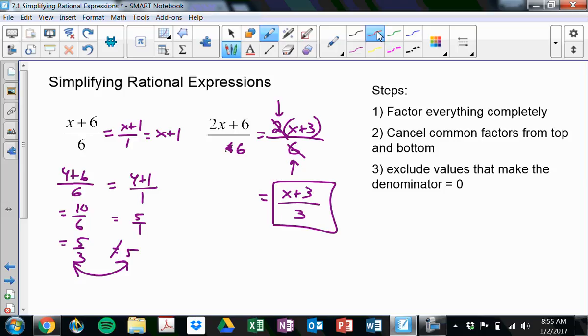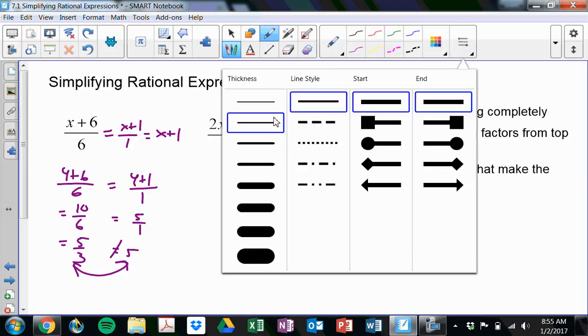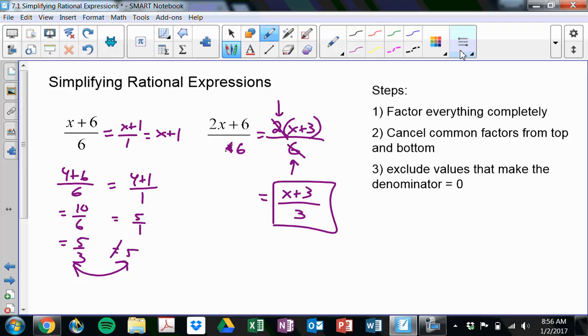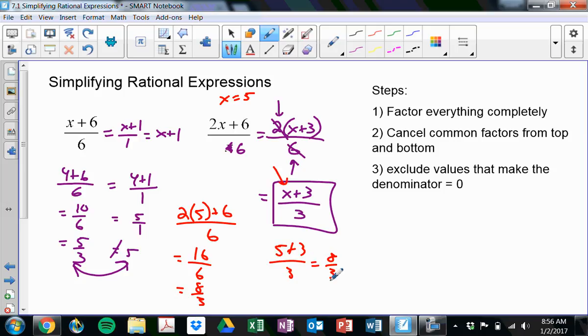I'll show what I mean by that. Suppose I wanted to check to make sure that the steps I just did were correct. I could say, let's make x equal 5. Never pick 0 or 1 or -1, but 5, 2, 3, anything like that's fine. Well, 2 times 5 plus 6 over 6 would be 16 over 6, which is 8 over 3. If I plug in a 5 for this x here also, 5 plus 3 over 3 is 8 over 3. These two things are the same, which means my simplification was at least not wrong. It means maybe I could have simplified further sometimes, but I didn't do anything wrong, and that's how you can check, plug in a number for x in your original problem and your result.